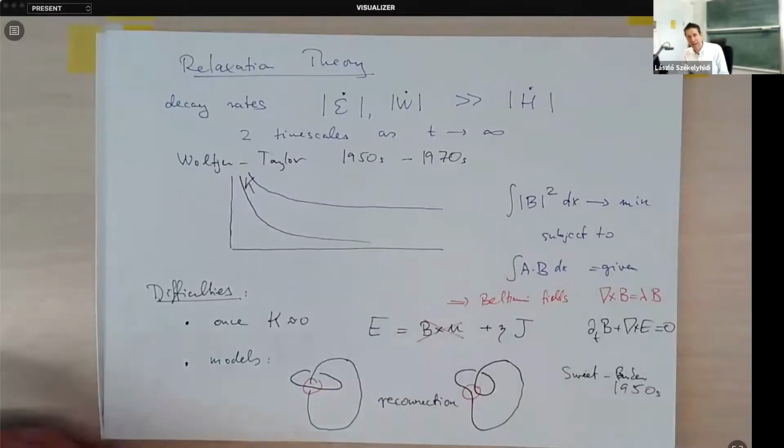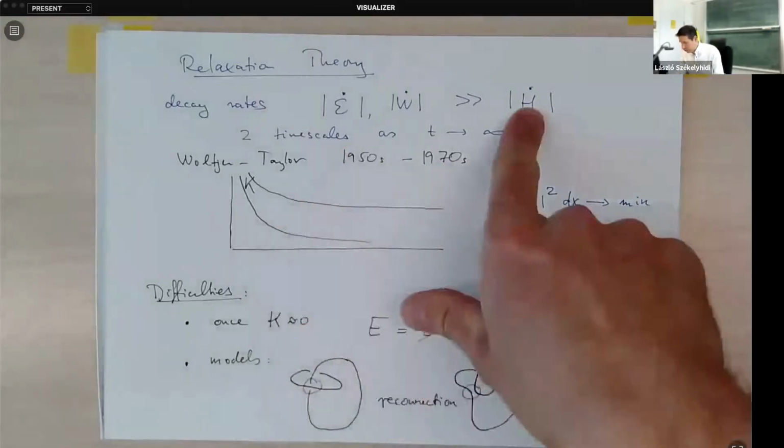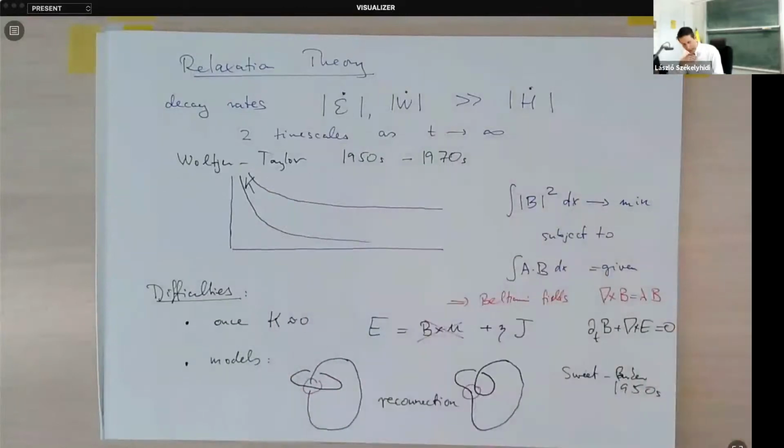In the observations, it's more like 15 minutes. So this type of reconnection cannot explain solar flares. That's somehow the problem. It's way too slow. And by the way, it's already pretty good, this Sweet and Parker, because before this type of model, if you just look at standard diffusion, which could also lead to loss of helicity, then a solar flare would take of the order of like 1 million years, which is clearly just nonsense.